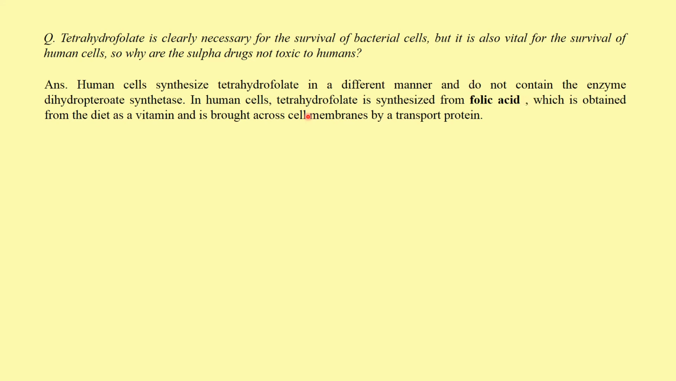We do not contain the enzyme dihydropteroate synthetase. We do not have that. So, in fact, in our cell, we synthesize our tetrahydrofolate from folic acid. But from where do we get the folic acid?